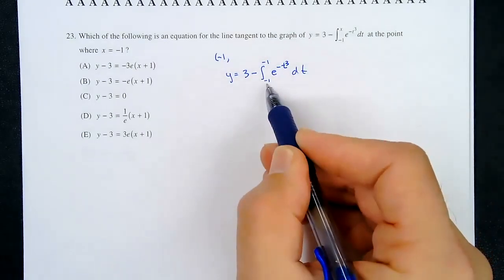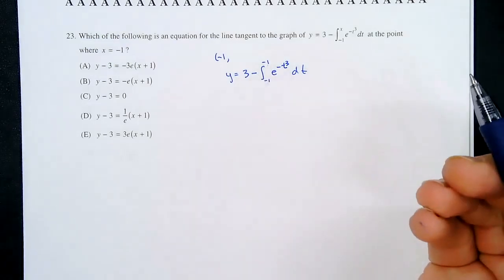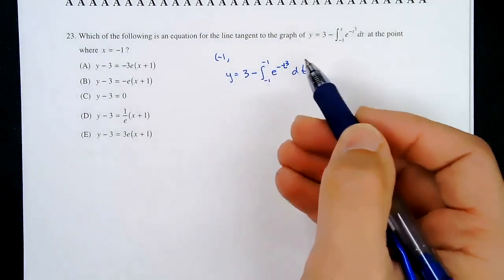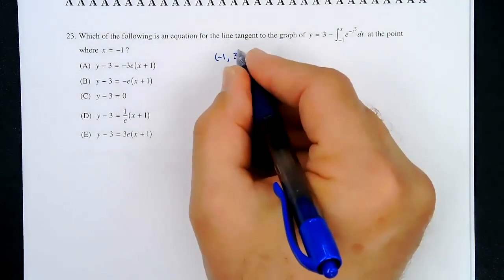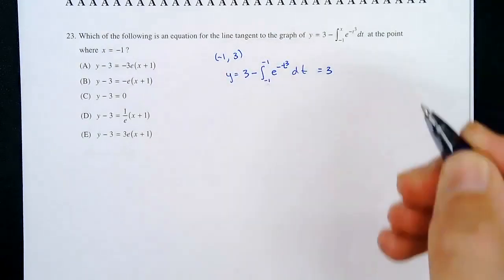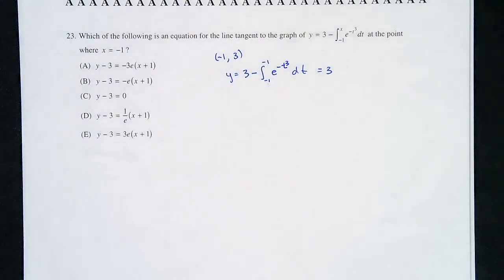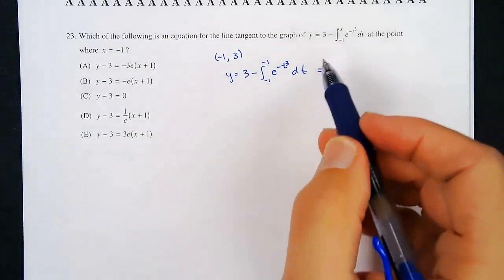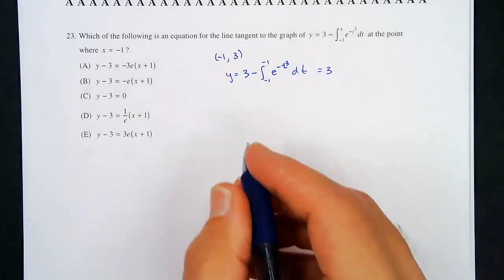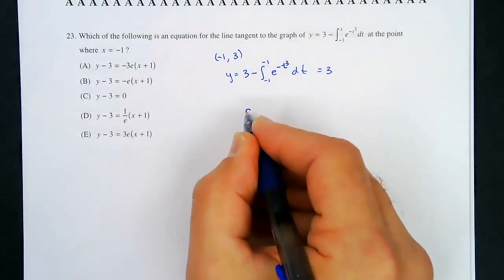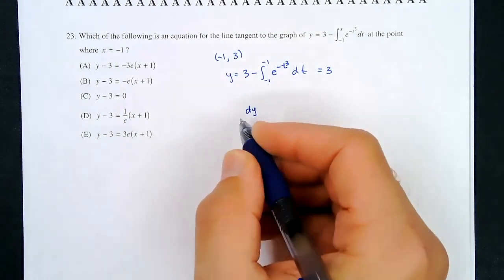Well, we should know that if we integrate from -1 to -1, that's 0. So this is 3 minus 0, or 3. So this is equal to 3. Okay, so now we have the point. Now what we next need to do is get the slope at x equals -1. To get the slope at x equals -1, we have to take the derivative of this with respect to x. So this would be dy over dx.